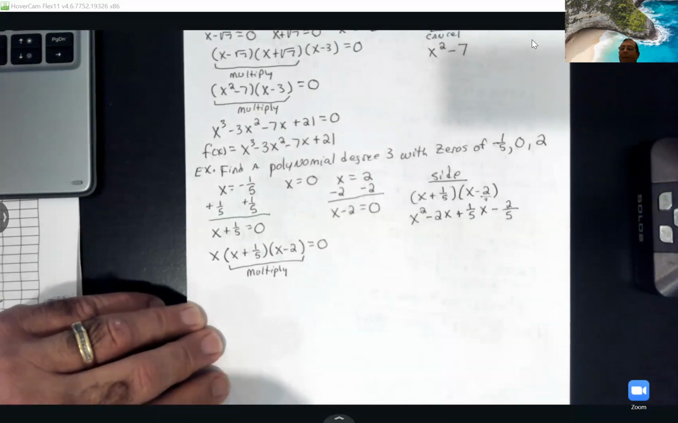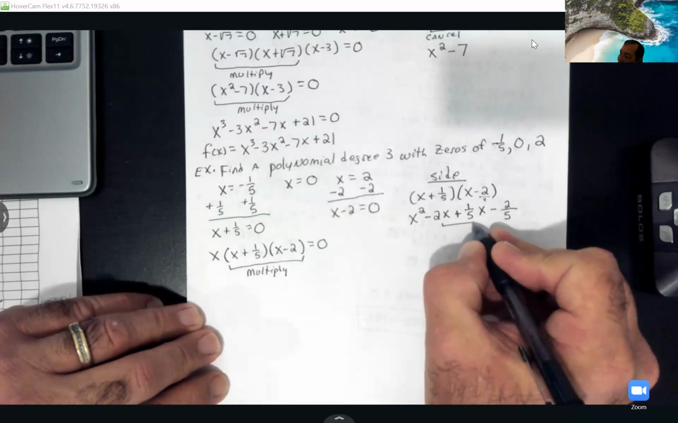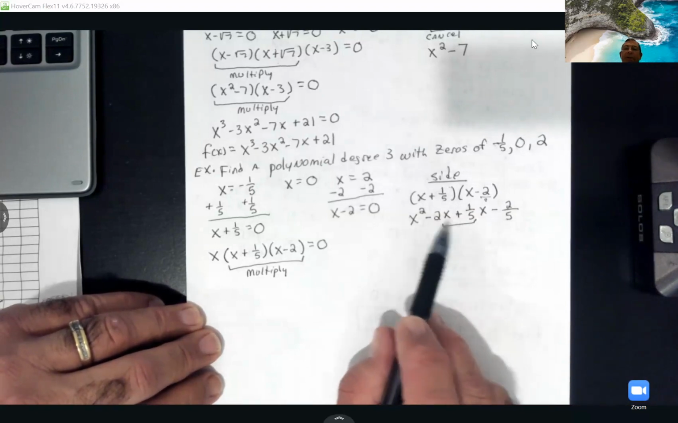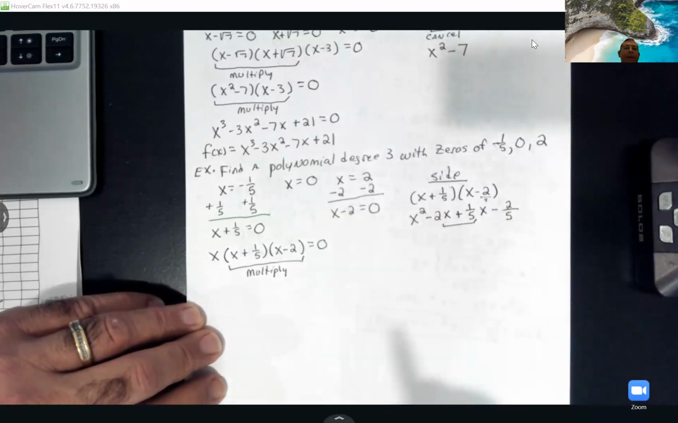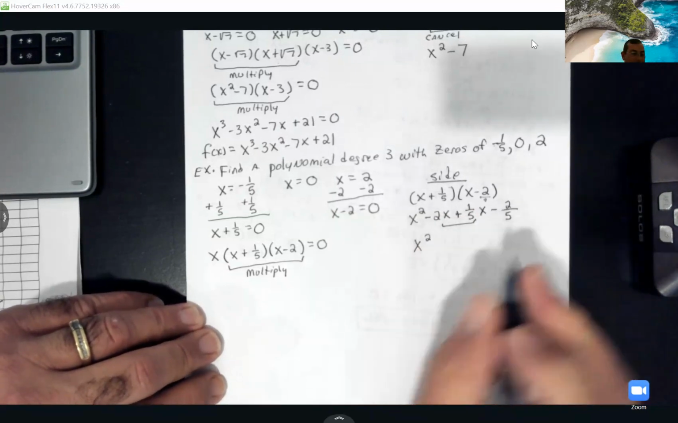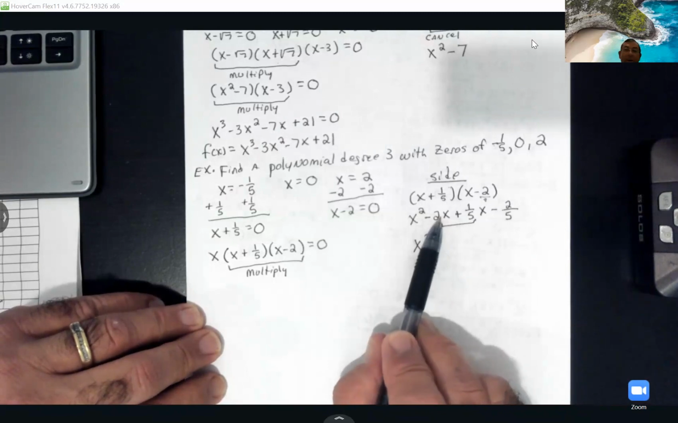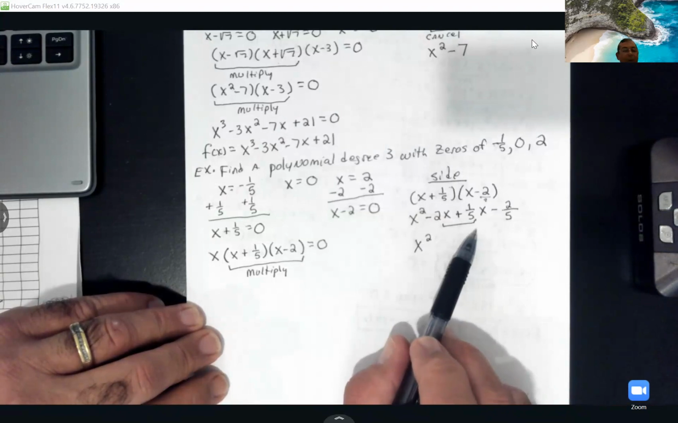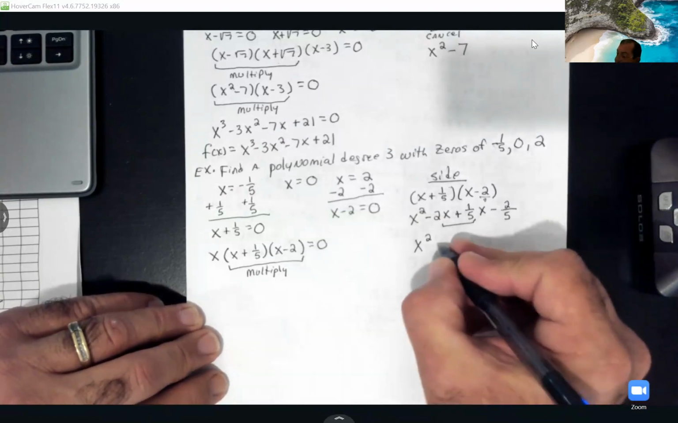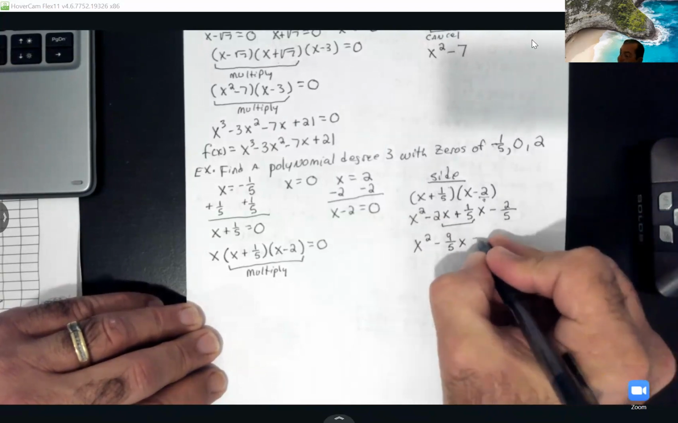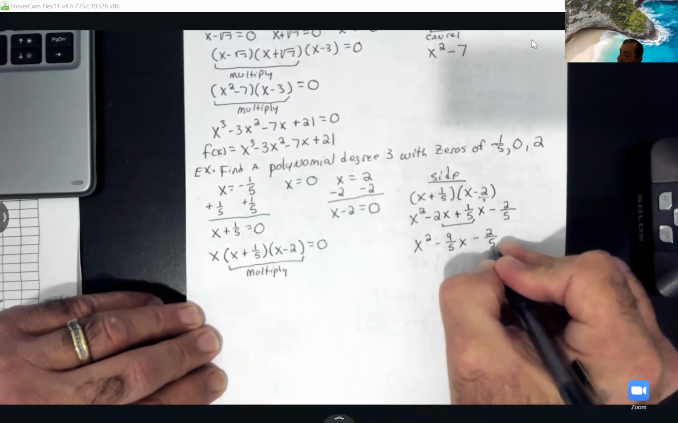Now, here's the tricky part. You got like terms here. So on your calculator, if you want to, you can do a -2 plus the 1/5 and see what you get. So let's see. We're going to bring down the x squared. -2 plus 1/5 is going to give you a -9/5 x. And then minus your 2/5 at the end.